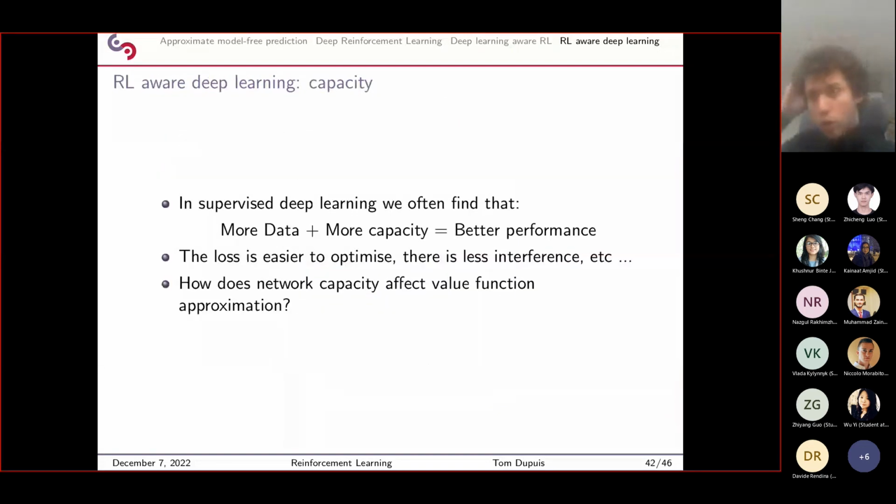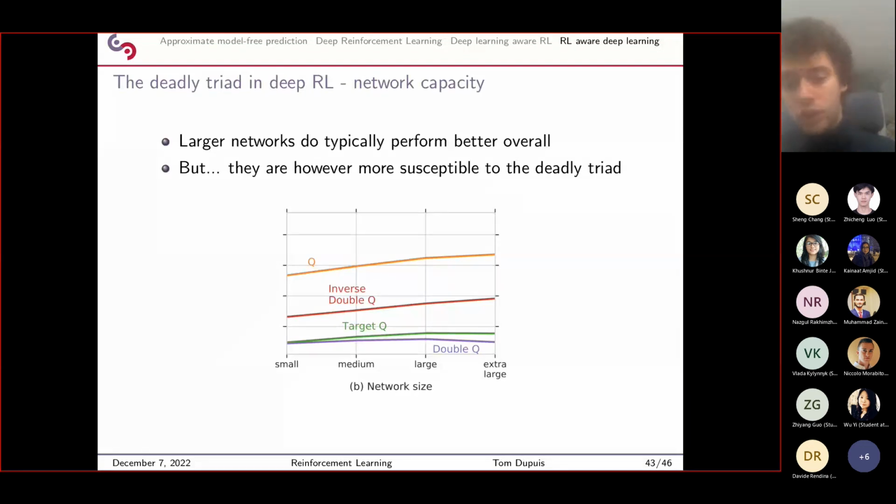Okay, so we saw in deep learning that the deeper the network, the better. Well, in reinforcement learning, it's not that great. Here is plotted the error, the TD error, the loss. You can see that when you increase the size of the network, the error increases. If you use double Q-learning, it fixes the problem, but still the networks are more susceptible to the deadly triad.